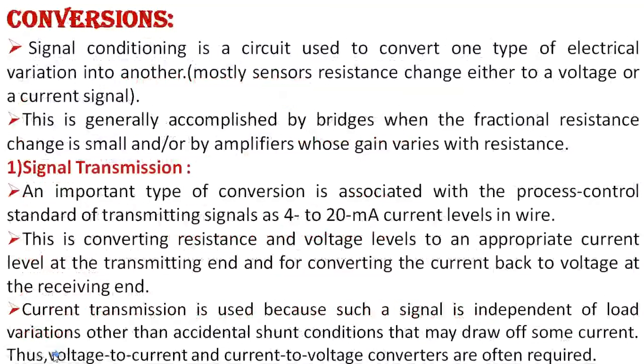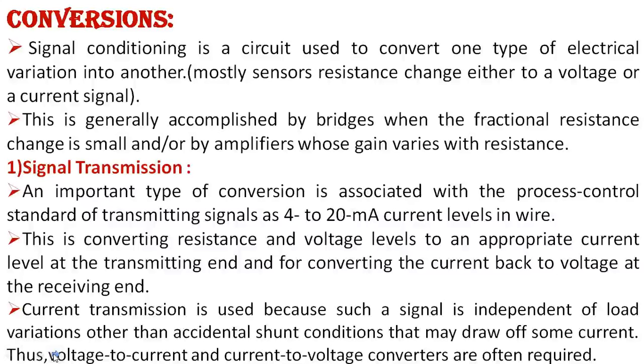Signal conditioning is a circuit used to convert one type of electrical variation into another, mostly sensor resistance change either to a voltage or a current signal. This is generally accomplished by bridges when the fractional resistance change is small, and or by amplifiers whose gain varies with resistance. First one is signal transmission.